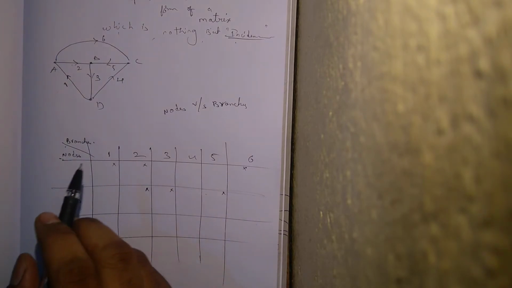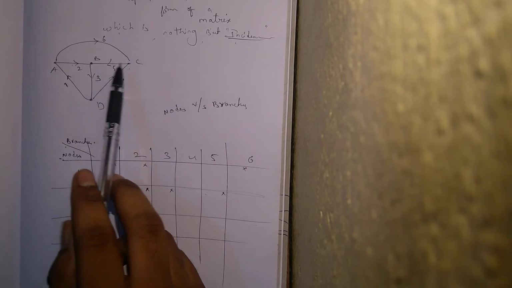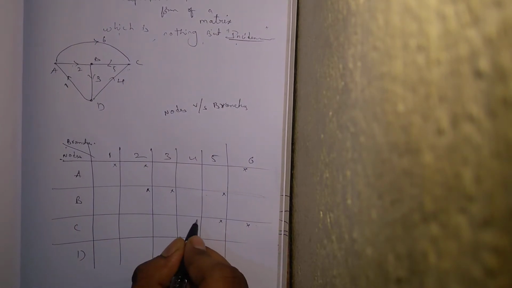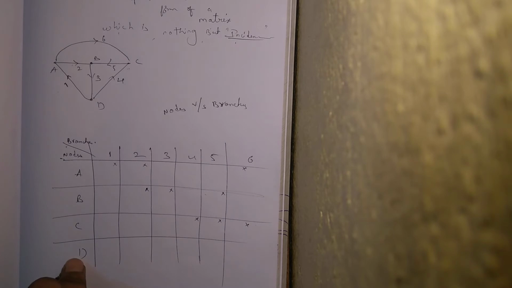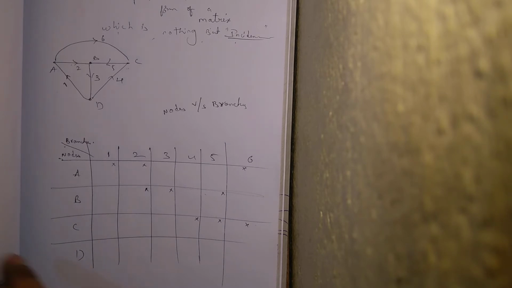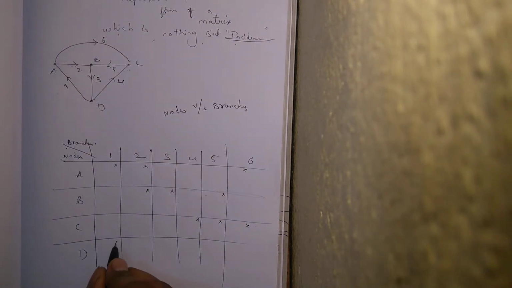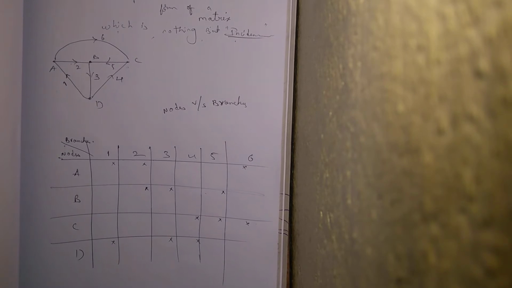Got it? And what are all the branches associated with node C? 6, 5, 4. So 6, 5 and 4, right? And what are all the branches associated with node D, right? So what are the branches associated with node D? 1, 3, 4, right? So this is my 1, 3 and 4. So now everything is set and you are just one step away.